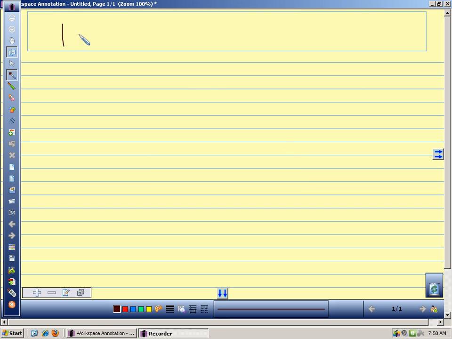So we're still in section 12.1. We're still talking about vector valued functions. We're just going to do a little bit more with them today.